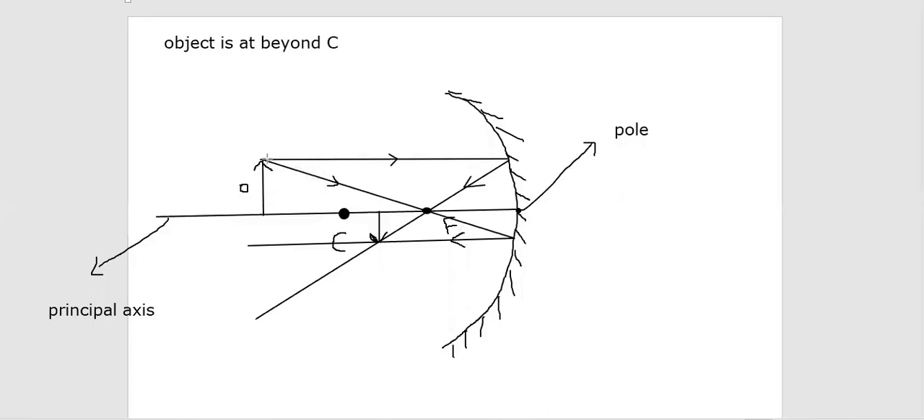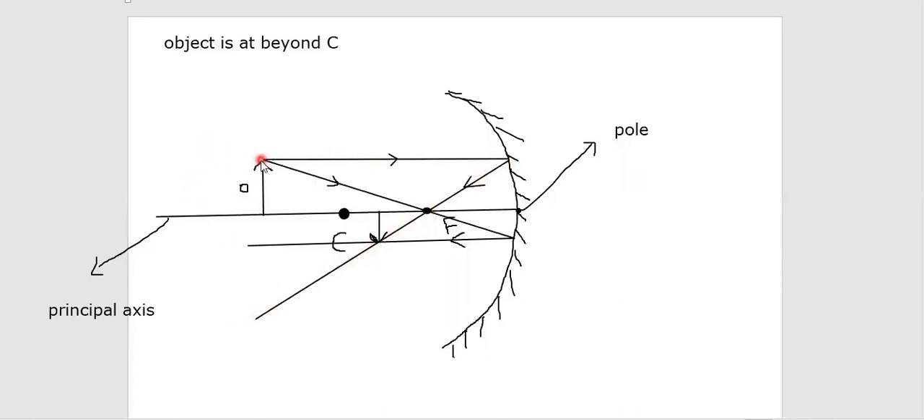What is the first rule? If a ray of light is coming parallel to the principal axis, after reflection it will pass through the focus, compulsory. This is the first rule we have used.